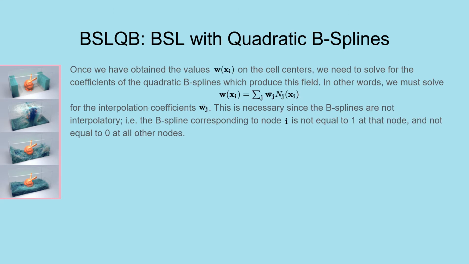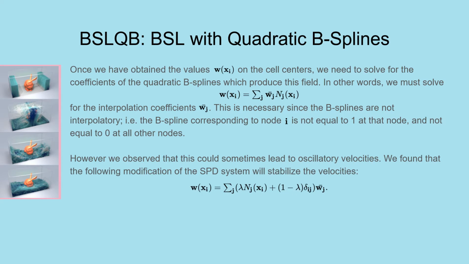Once we have obtained the values of W on the cell centers, we need to solve for the interpolation coefficients, denoted here by W bar. The reason for this is that quadratic B-splines are not interpolatory, i.e. they do not take on the values 0 or 1 at velocity nodes. Note that this is an SPD system for the coefficients W bar.